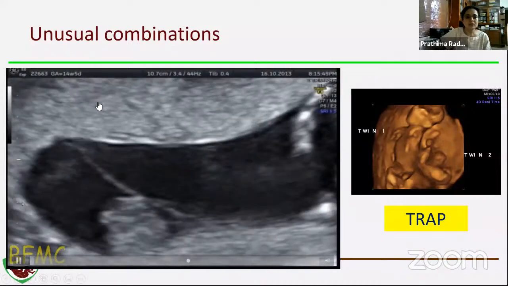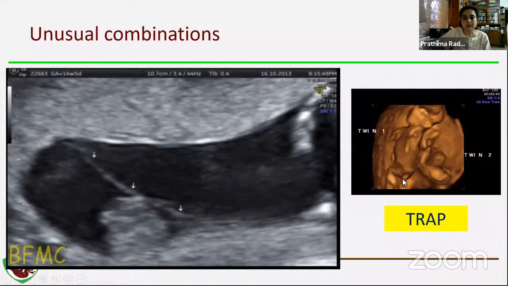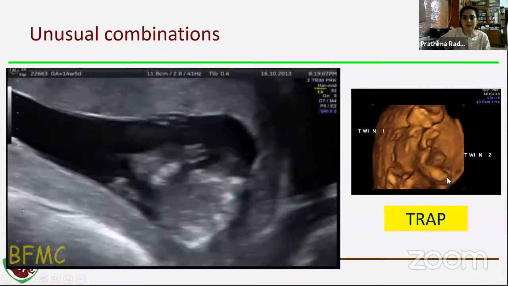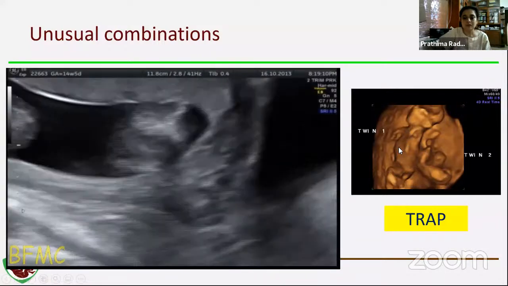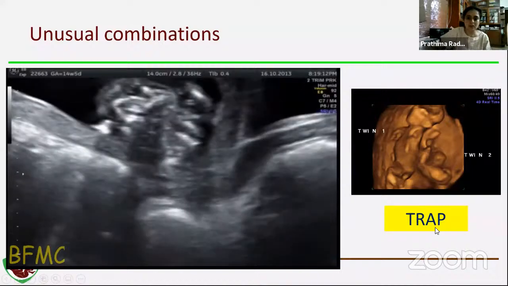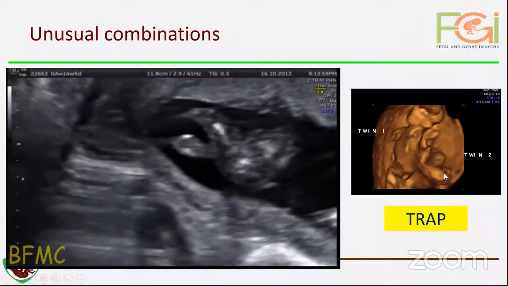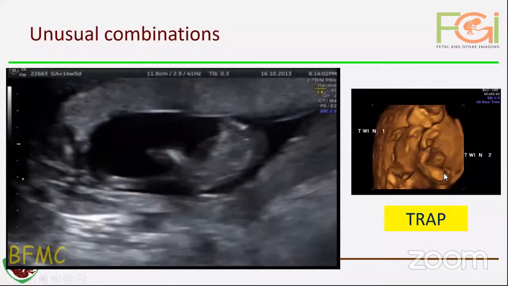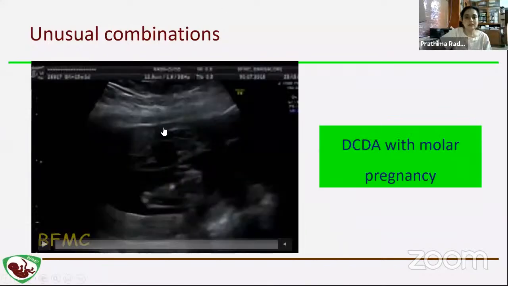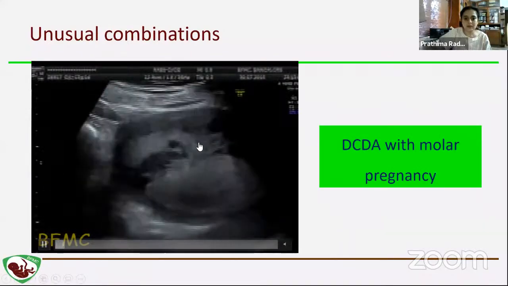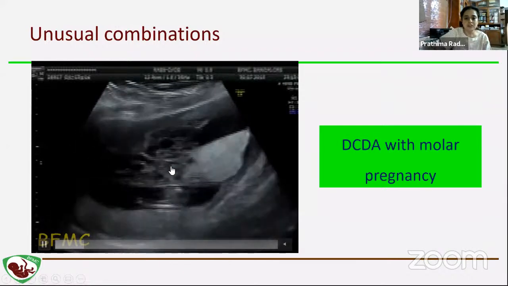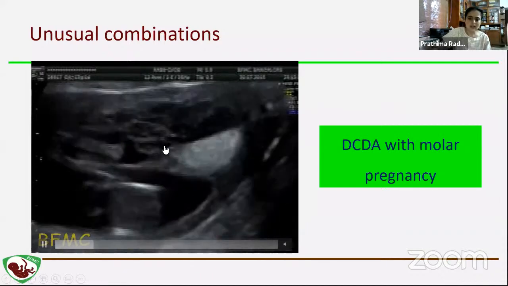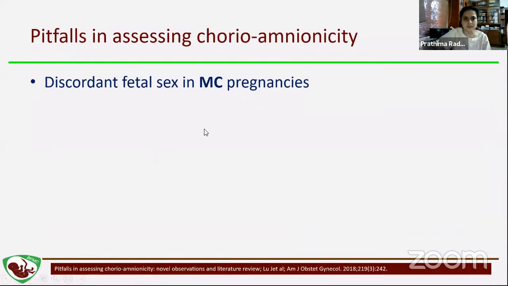Now, of course, there are unusual combinations. You can have a TRAP sequence where you have one completely normally formed baby and the other baby has only parts of the body formed, and this baby just basically lives off the normal baby. That's the twin reverse arterial perfusion syndrome, and this is best diagnosed in the first trimester as well. Now, the other combination you can get is a dichorionic pregnancy with one normal baby and a molar placenta with no fetal pole or no fetus in the other sac as well. So you can get various combinations of that as well.